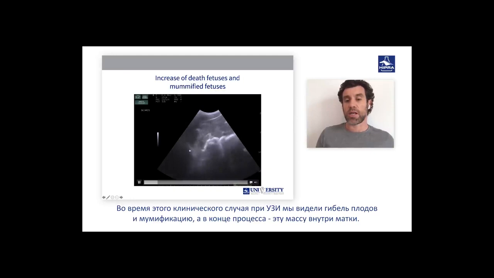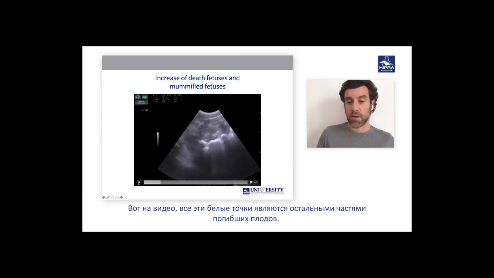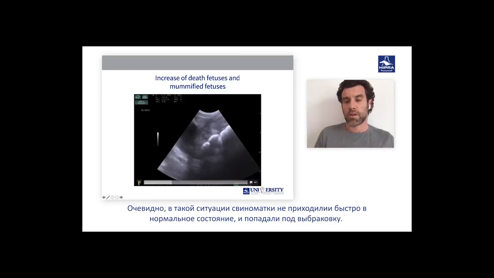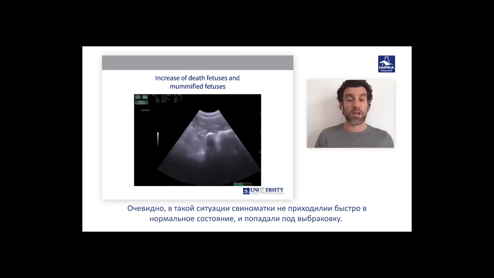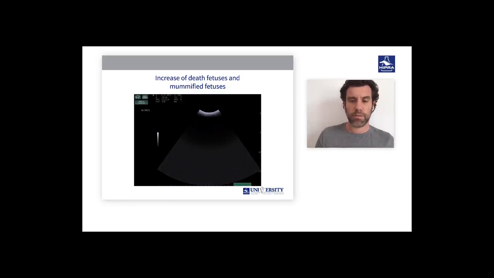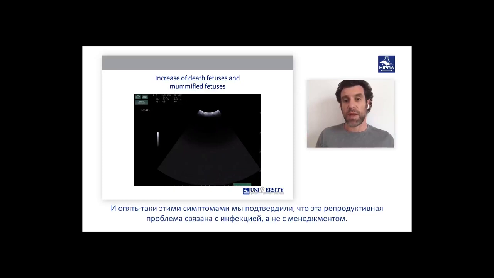In most of the cases we begin to see a fetal death inside, and quickly we can observe mummification, and at the end of the process, this mass of material inside of the uterus, we can see again like this, all of these white points and white lines are the remains of the dead fetus. So obviously it's impossible to recover the normal situation, and most of them were sent to slaughter, and this is the reason why we increase the rebreedings and the slaughter. And again, with these symptoms, we confirm that this reproduction problem is due to infection and not due to management.